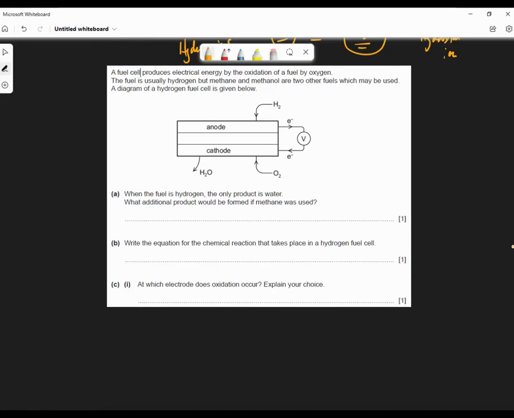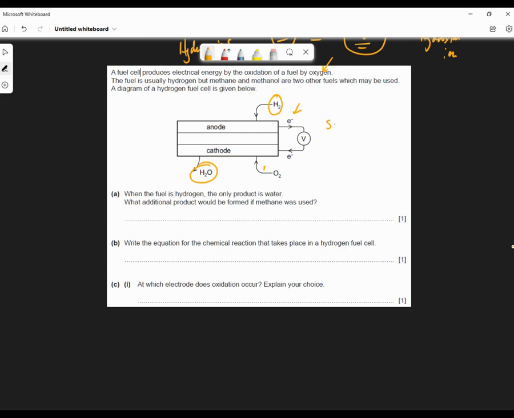This is basically exactly what I've just done. A fuel cell produces electrical energy by the oxidation of a fuel by oxygen. The fuel is usually hydrogen, but methane and methanol are also used, as it says there. The diagram of a hydrogen fuel cell, which is the one we have to know about, is there. So hydrogen goes in, it loses its electrons. The electrons are picked up on this side by the oxygen, and we eventually get water.